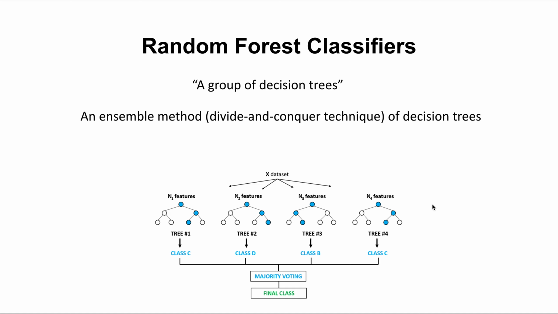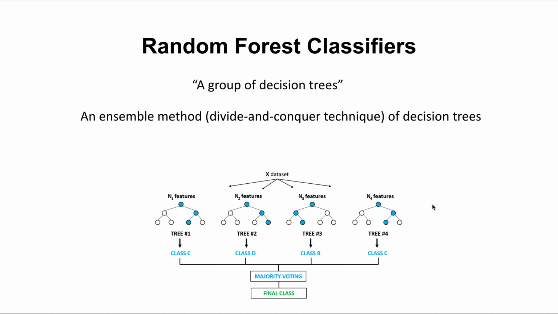So what we could do is split our data set, or X data set, into a certain number of features: feature N1, feature N2, feature N3, N4, etc. And since we split our X data set into a bunch of features or inputs, we can then create an individual decision tree for each feature or input. And for each decision tree, we basically attain some kind of output. So as you can see in this graphic, in tree 1 we get class C, tree 2 we get class D, tree 3 we get class B, tree 4 we get class C.